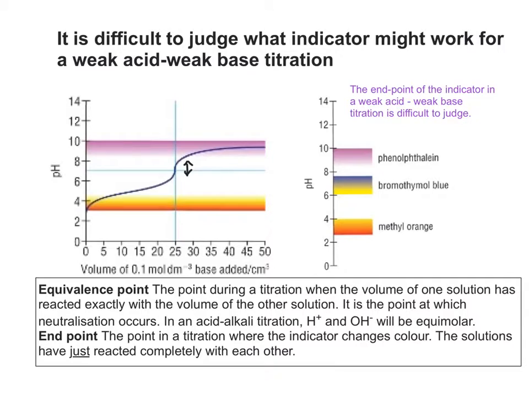An end point, by comparison, is the point in the titration where the indicator changes colour, so the end point is to do with the indicator. The solutions will have just reacted completely with each other, and the colour change will have happened.